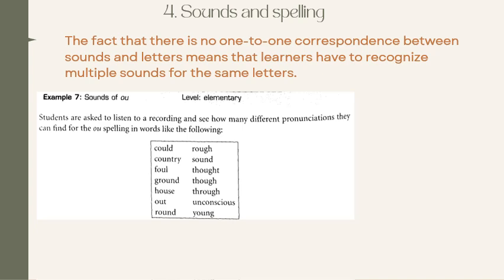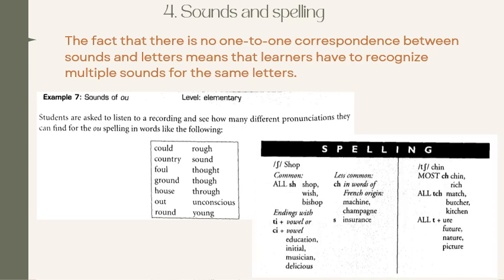Ground, house, out, round, and then rough, which is a completely different sound for the same letters OU. So students should be aware that the same two letters could produce multiple sounds, and therefore it affects their spelling, right? It affects their spelling.